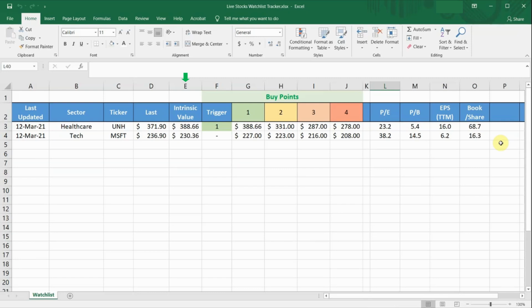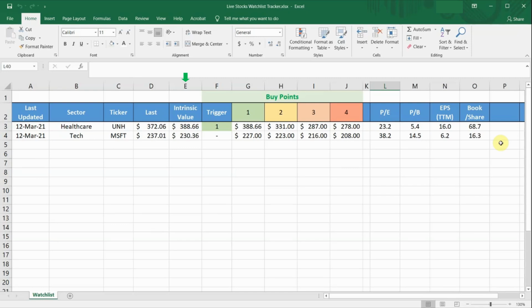So there are many ways you can go about calculating the intrinsic value or fair value of a stock. For me personally, I'm using the discounted cash flow method to determine the fair value. So for those who are not familiar with discounted cash flow, it is basically a method to determine the value of a company today by projecting how much money it will generate in the future and discounting that future projected earnings back to present value.